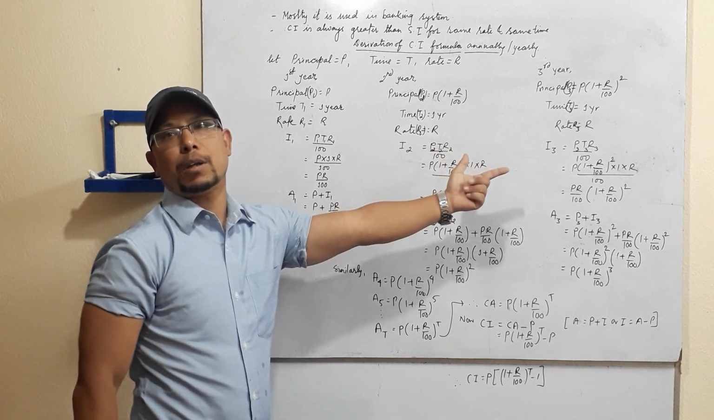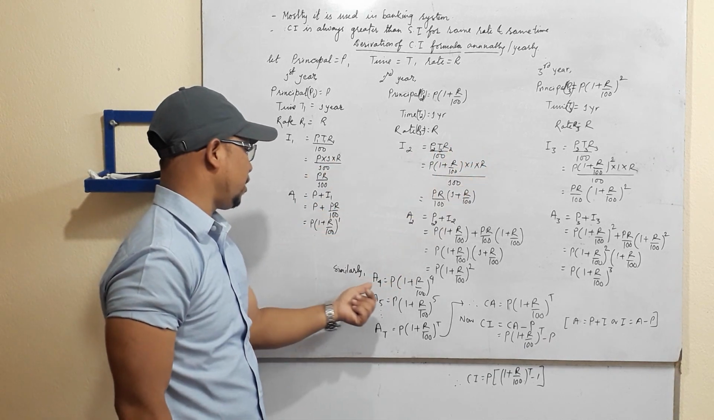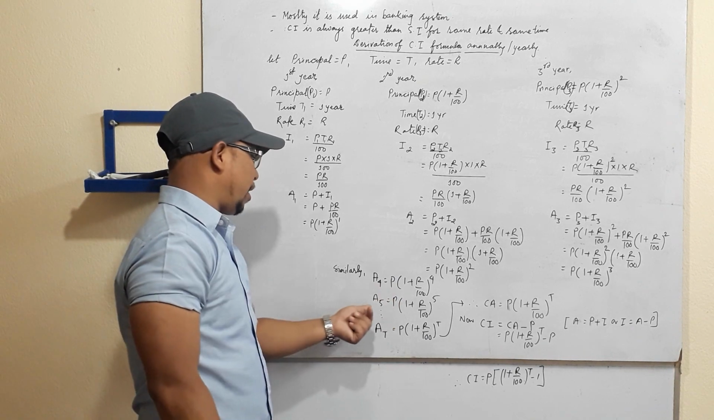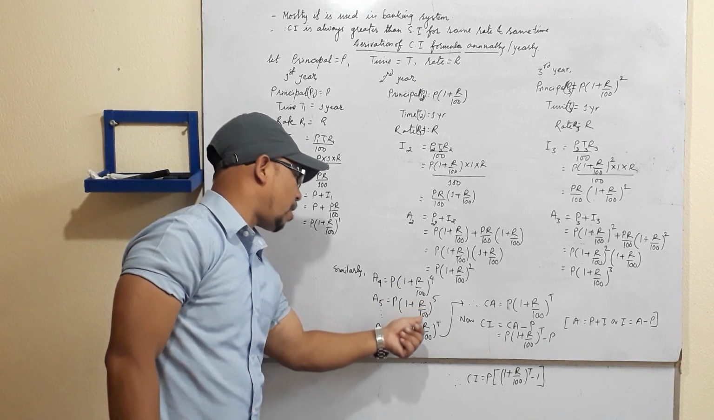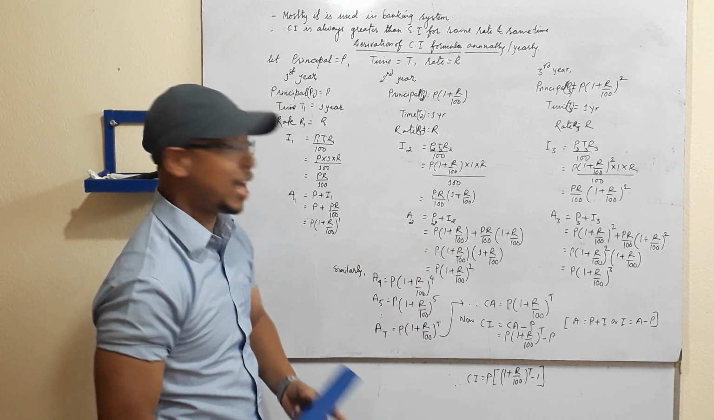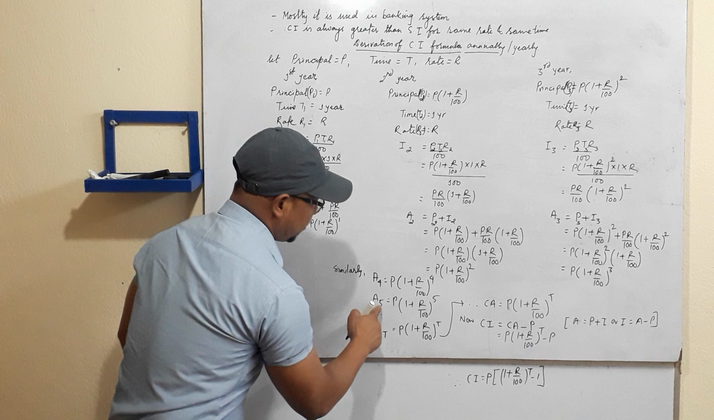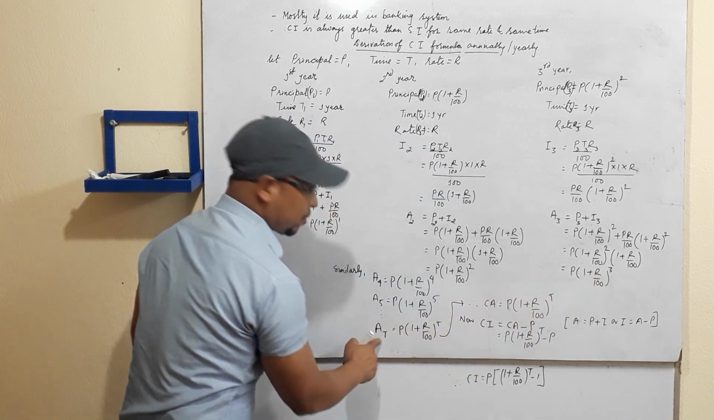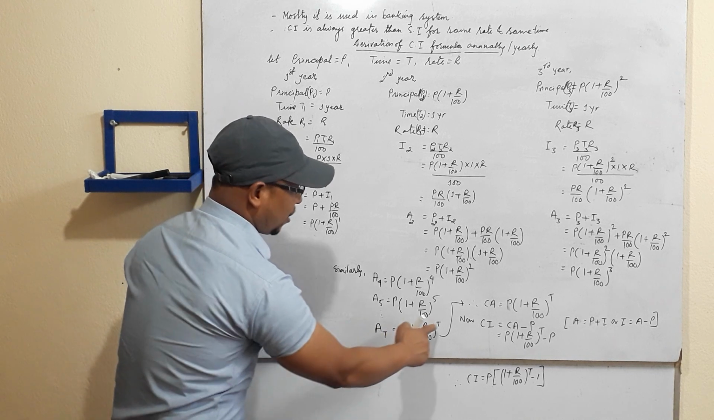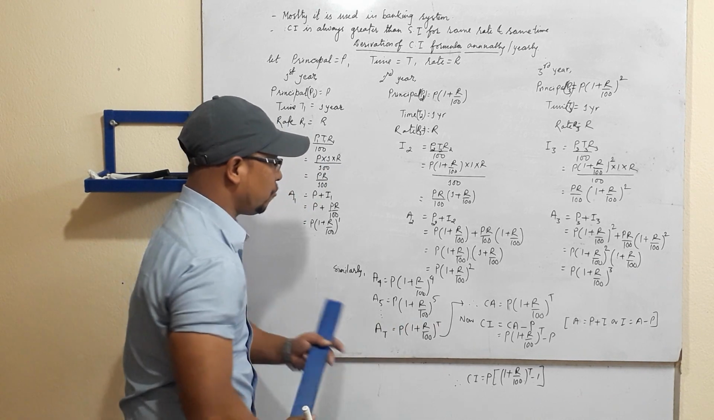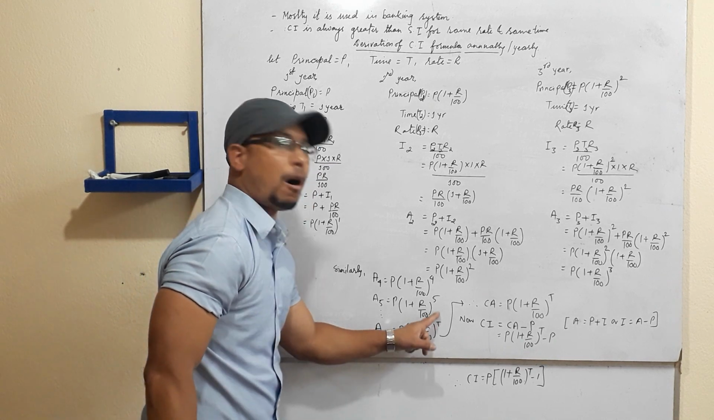If you keep on moving, similarly we can get the same thing. A4 equals P(1 + r/100)^4. Now A5 is what? P(1 + r/100)^5, and so on. In general, if there is 4, 4, if there is 5, 5, if there is 2, 2, if there is 3, 3, if there comes T, this is AT, there the power comes T. So AT equals P(1 + R/100)^T.